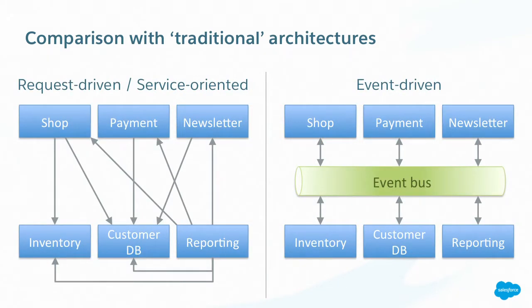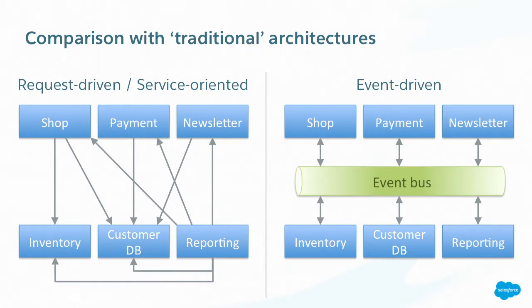Why? Because the event bus here acts as a decoupling factor. It helps us to not have those interdependencies. There's a separation of concern between the different services. The shop service only needs to know about shopping. The payment service only knows about payment.